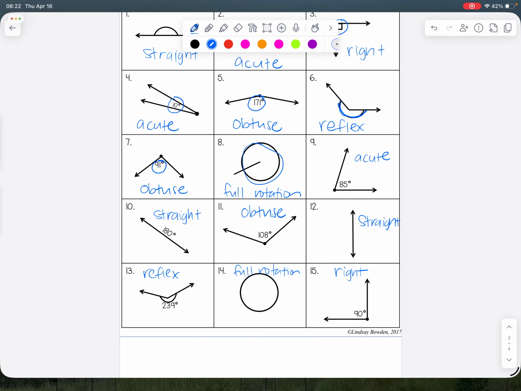So now what you're going to do is you're going to do the practice pages, identifying and matching the different types of angles, and then you'll come back to the daily agenda and you will complete the notes for the angle pairs.